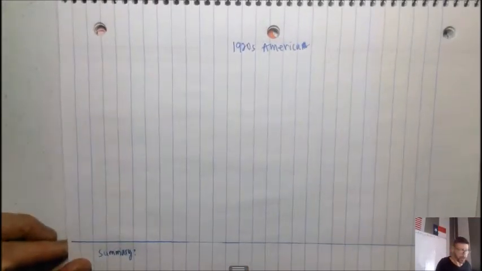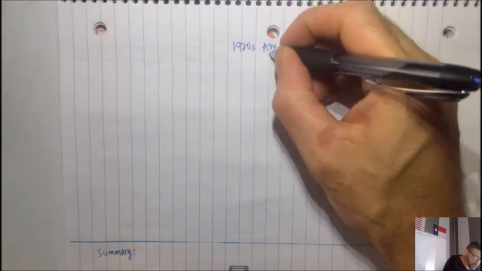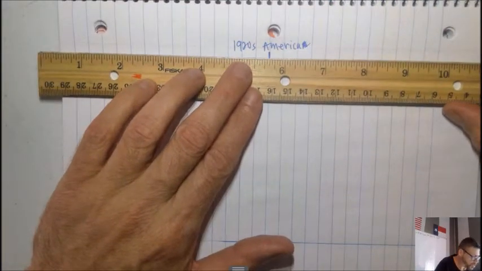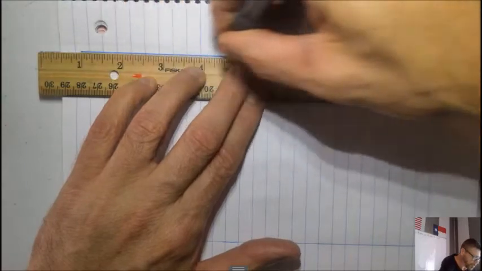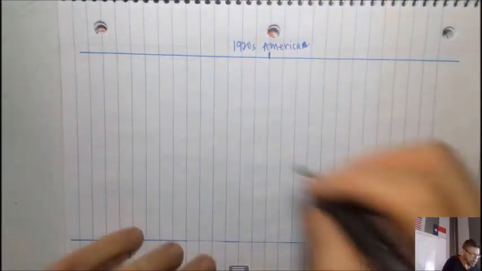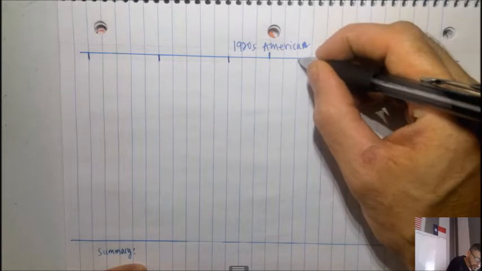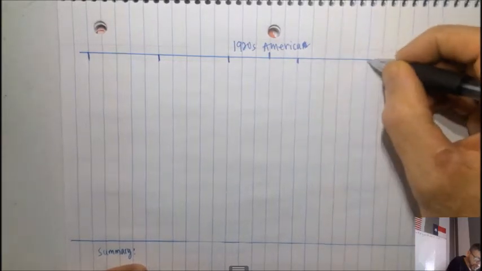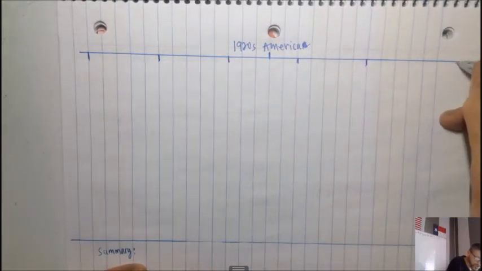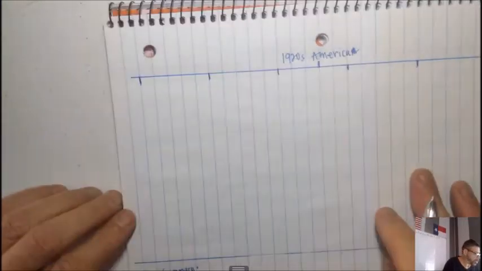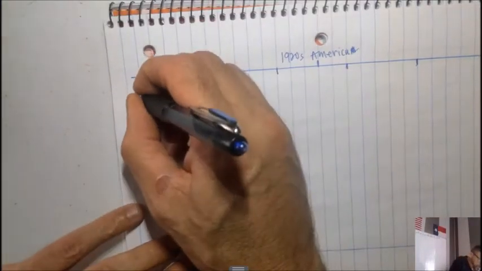Okay, so let's go ahead and, like a tree, it has branches. So let's go ahead and draw a line that our branches are going to come off of. Okay, so we got 1, 2, 3, 4, 5, and 6.